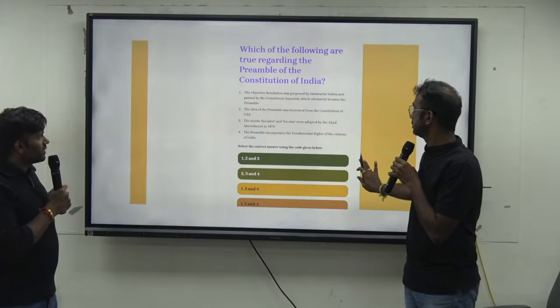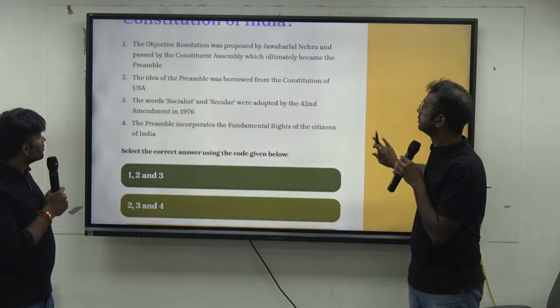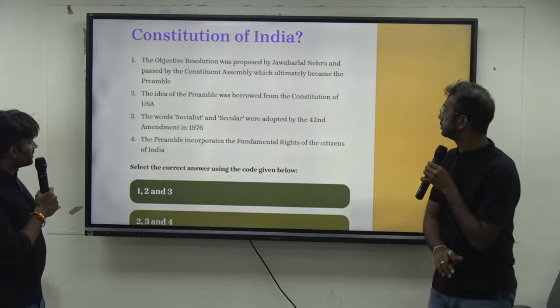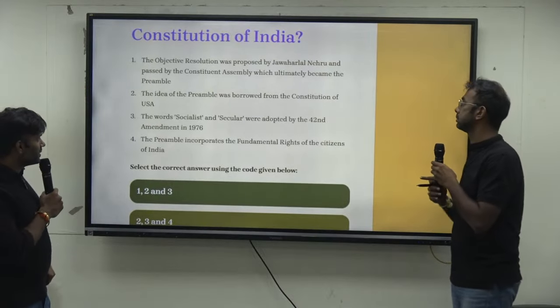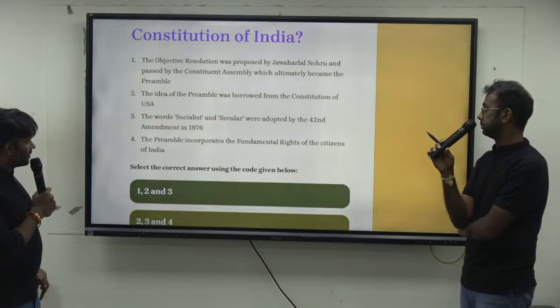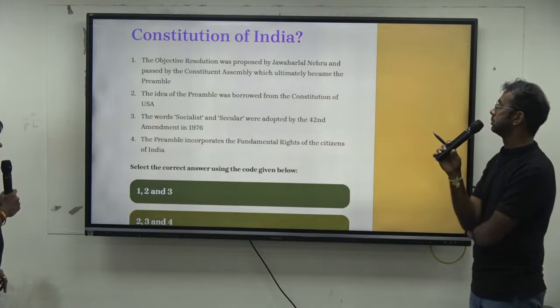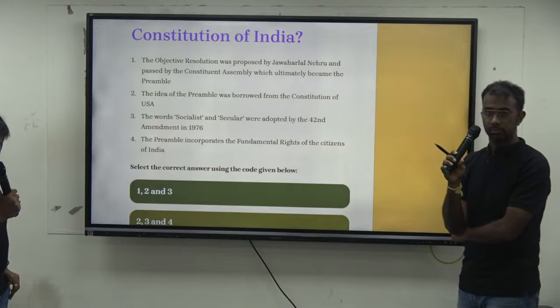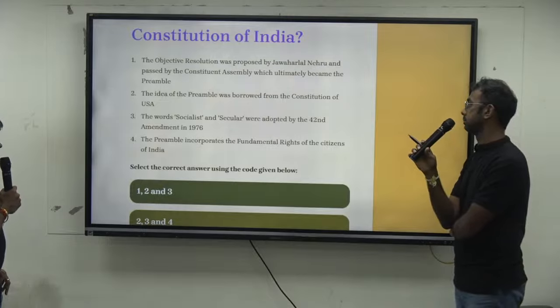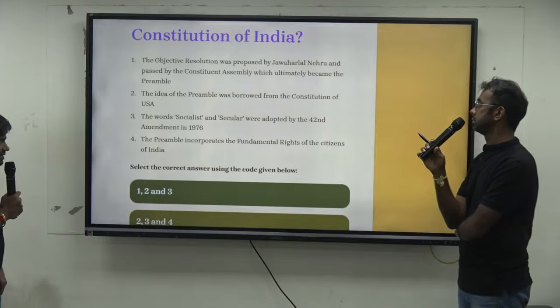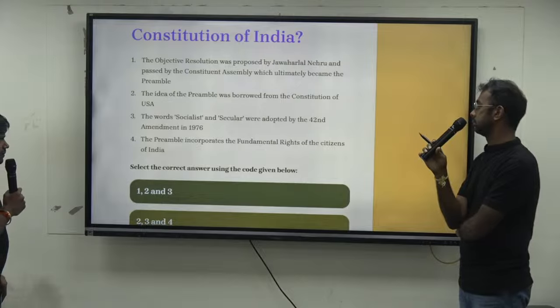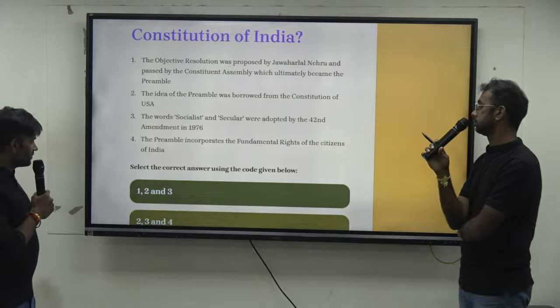Which of the following regarding the preamble of the Constitution is true? The objective resolution was proposed by Jawaharlal Nehru, which was ultimately the preamble. Correct or wrong? The idea of the preamble was borrowed from the Constitution of USA. Right or wrong? The words socialist and secular were adopted in the 42nd Amendment, 1976. Correct or wrong? The preamble incorporates fundamental rights of the citizens of India.